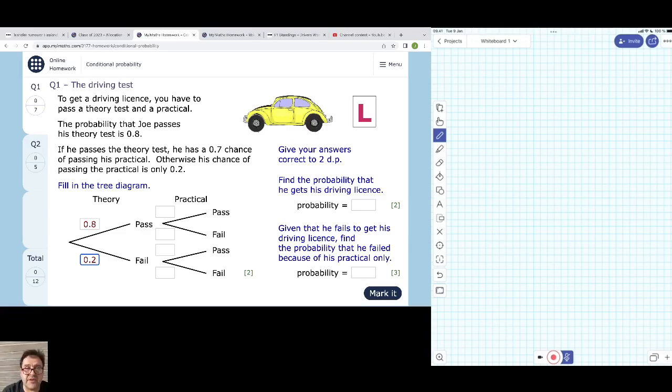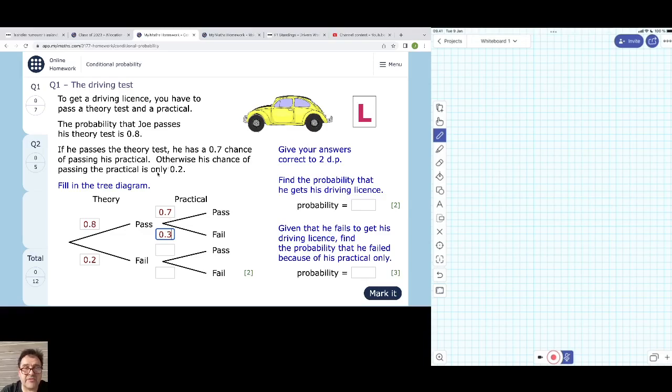So those two probabilities have got to add up to 1. If he passes the theory test, he has a 0.7 chance of passing his practical. Okay, so we can put that 0.7 straight in. And then we can say, well, in that case, he must have a 0.3 chance of failing the practical, because he's either going to pass or fail the practical, having passed his theory. So those two probabilities have got to add up to 1.